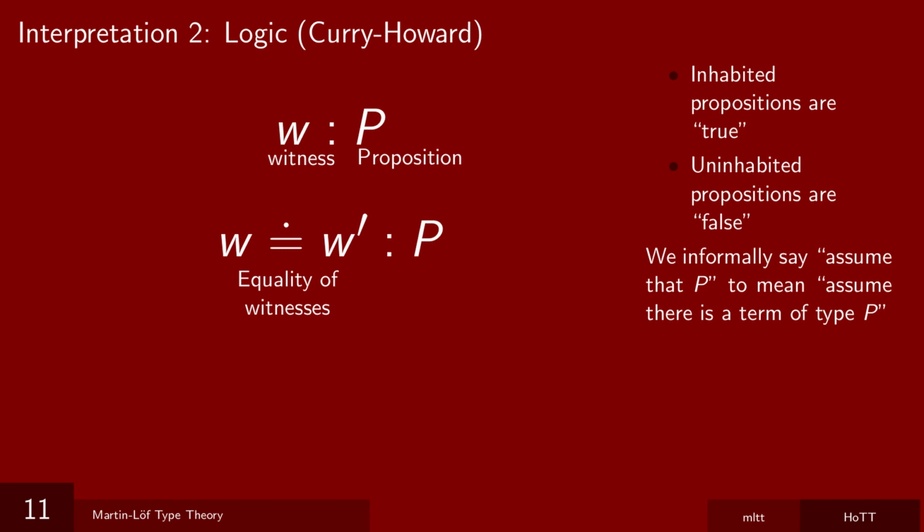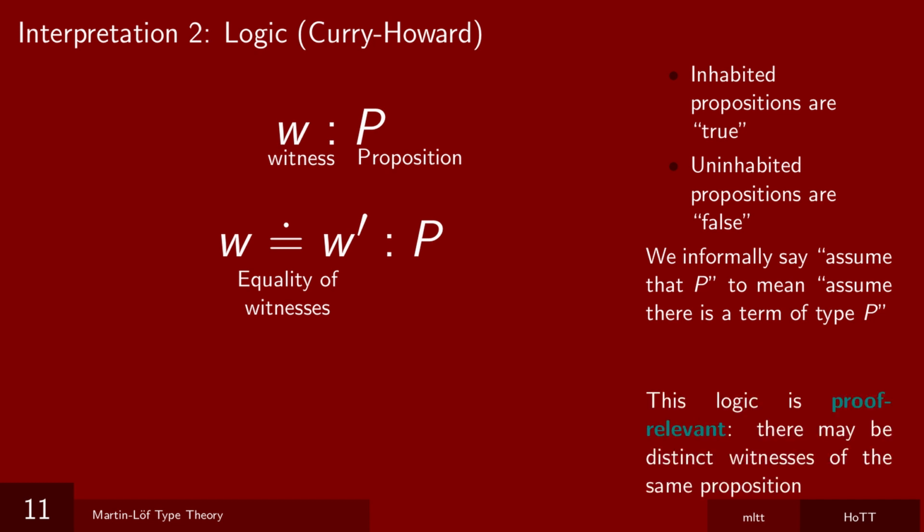Now, some authors refer to witnesses as proofs, although I'm going to generally avoid that terminology just for clarity. But I mention it because there's a notion generally called proof relevance. A logic is proof relevant when it allows for distinct witnesses to the same proposition. Homotopy type theory is particularly notable for its very sophisticated notion of proof relevance, as we'll see moving forward.